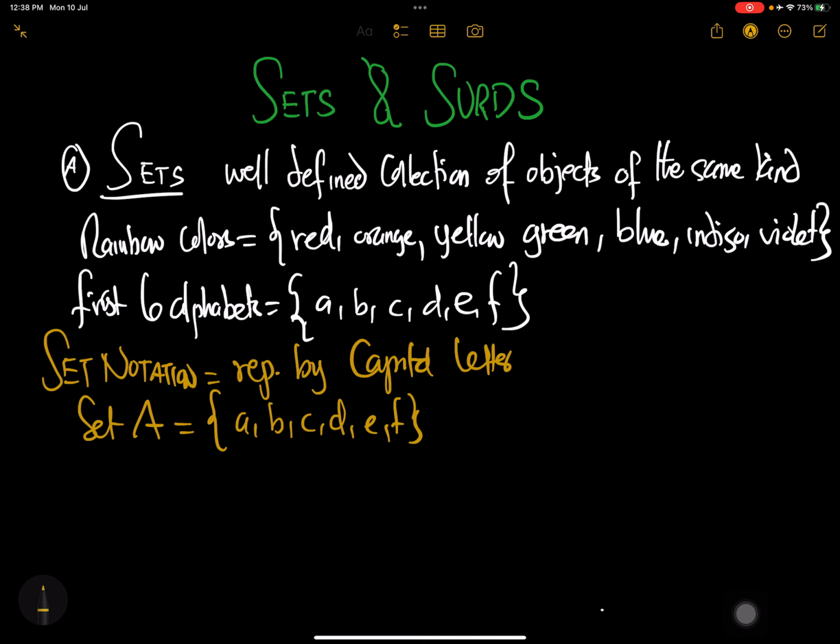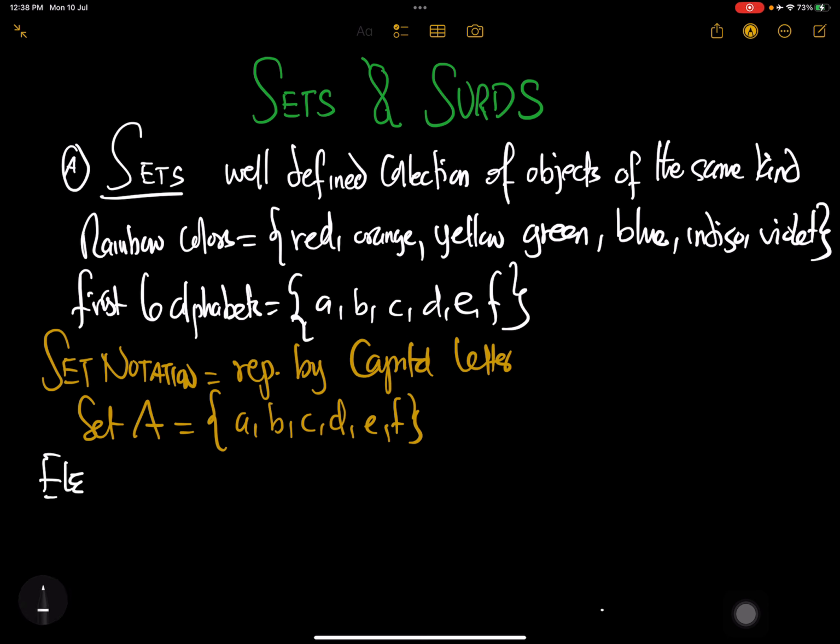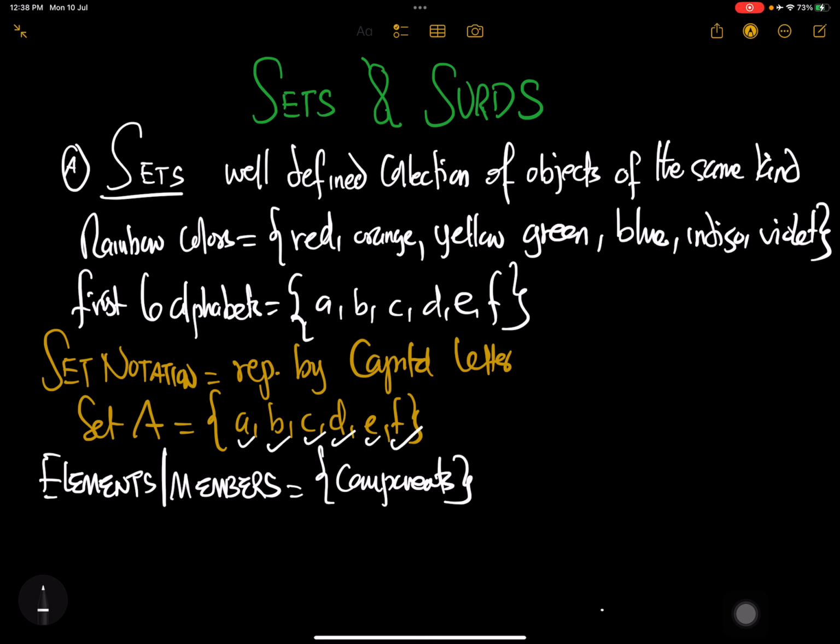Now, the next thing we can talk about is the elements, or the members of the set, and they are the components or objects in the set. They are the components within the set. In this case, A, B, C, D, E, F, and red, orange, yellow, green, blue, indigo, violet, are what we mean by the elements or the members of the set. I hope that is clear so far.